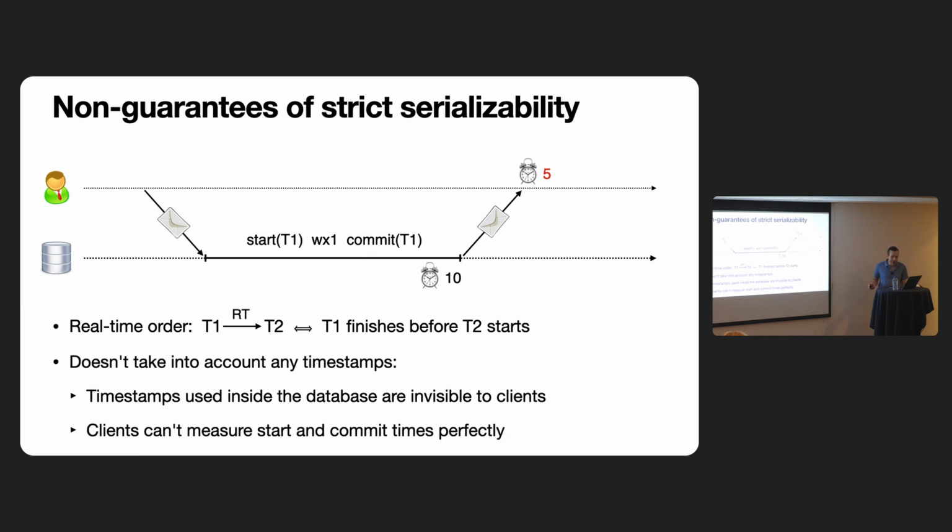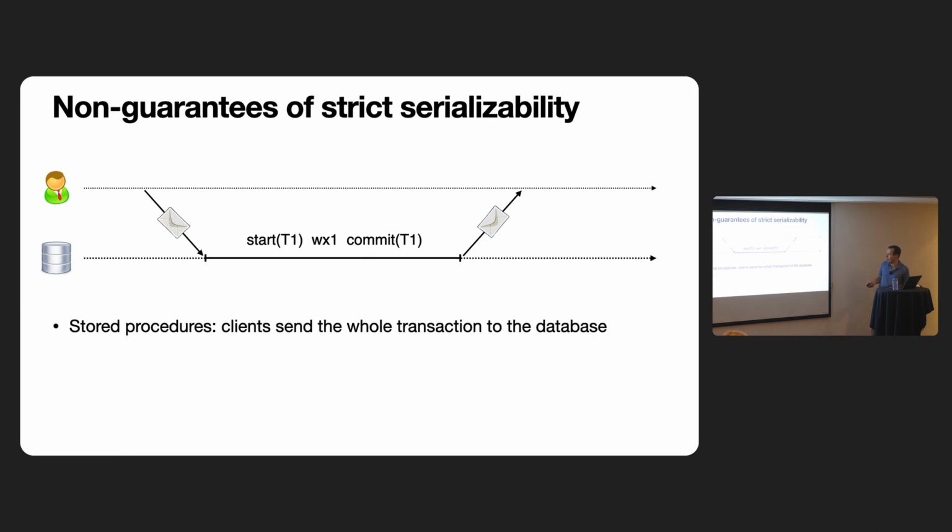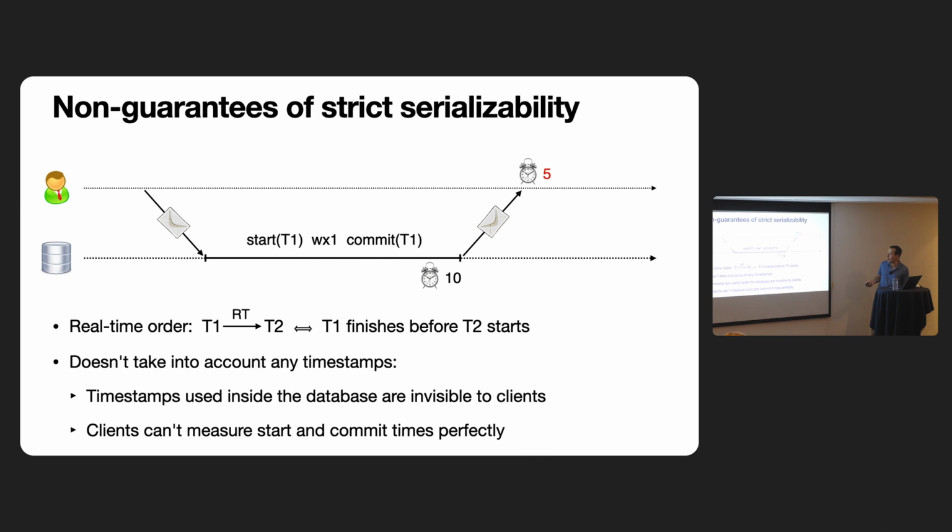So all that matters is that the real-time order relation is preserved. Anything else, the times of the start and commit, they don't matter, right? And then there is another subtlety.